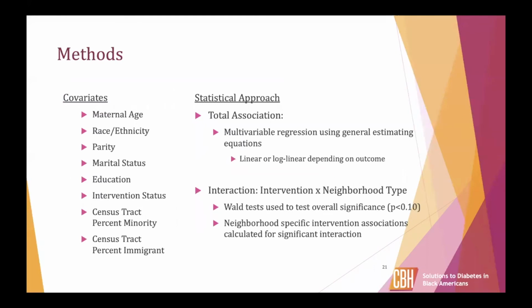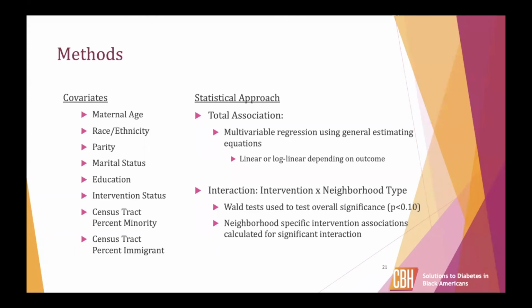I use a pretty straightforward analytic approach, controlling for these covariates that you see on the left of the screen. I then use multivariable regression approaches with generalized estimating equations to account for the clustering, to estimate just main associations between neighborhood adversity and those outcomes on the previous slide. And then it was these interaction models, looking at interaction between intervention and neighborhood type, that really allowed me to look at whether intervention associations varied by neighborhood type.